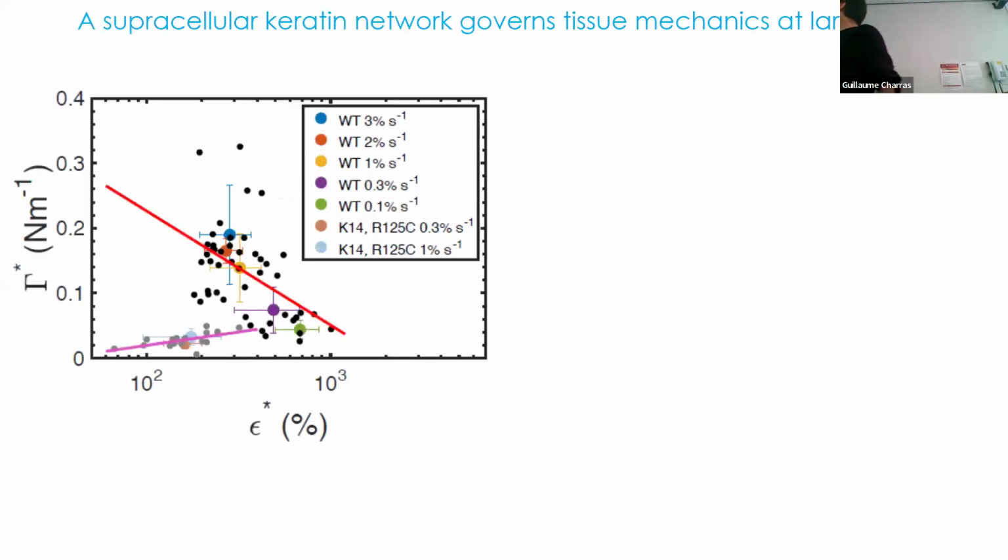And what you can do to just convince yourselves that these are quite different tissues is that you can place them in a rupture tension versus rupture strain diagram. Here in red is a line that tries to do a regression on the wild-type tissues, and in magenta, it's on the keratin 14 tissue. So they are phenomenologically very different as well.